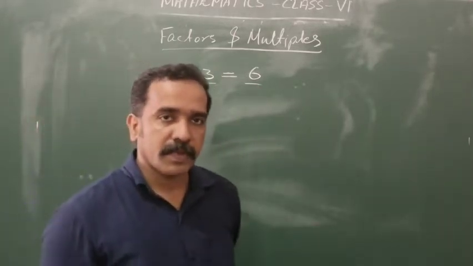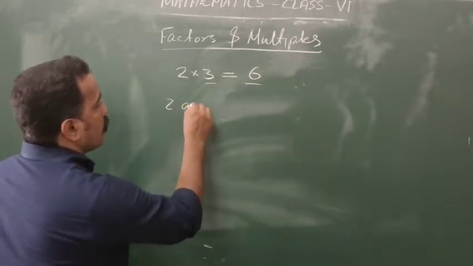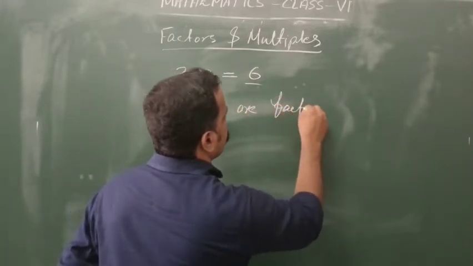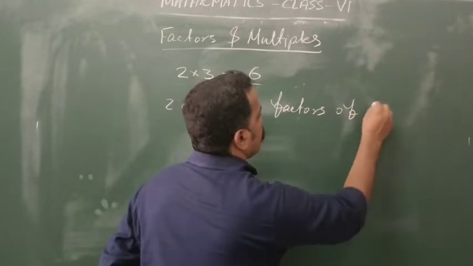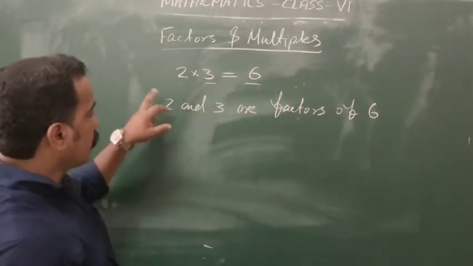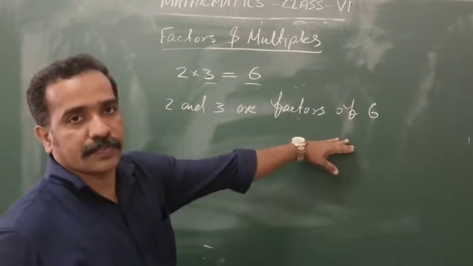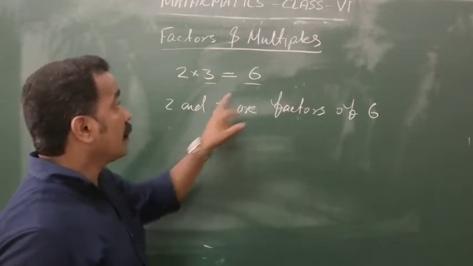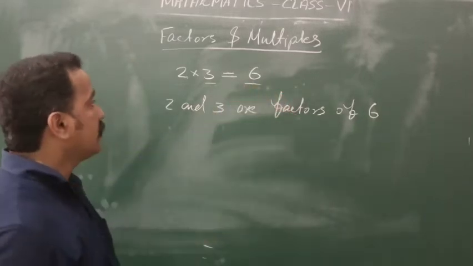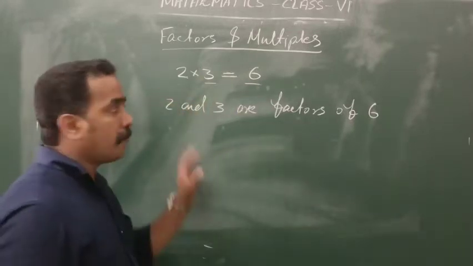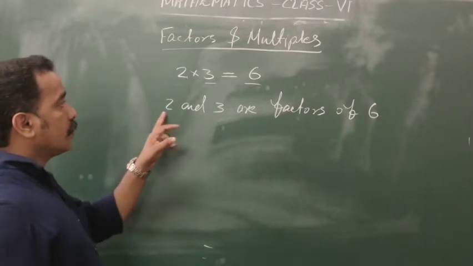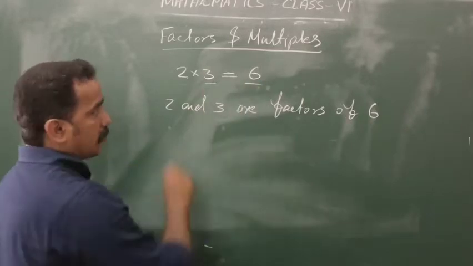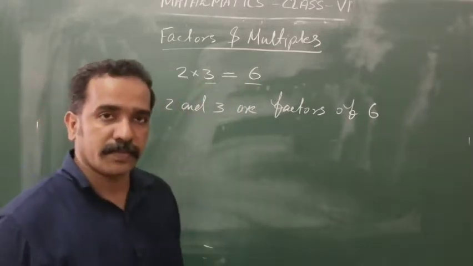Is it clear? I will write: 2 and 3 are factors of 6. Understood? Why are 2 and 3 factors of 6? Because if you multiply 2 with 3, you will get 6. And 6 is a multiple of 2 and 3, because if you multiply 2 and 3, you will get 6. So 6 is a multiple, and 2 and 3 are factors in this case.